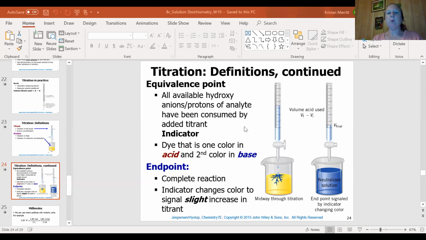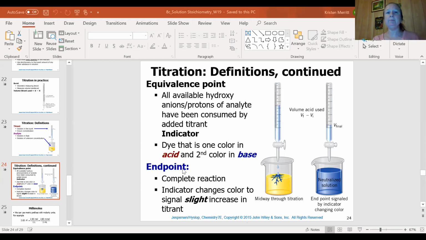So at the equivalence point, your hydroxide and the acid are equally matched. And as soon as you see the color, because you have that tiniest little bit of extra hydroxide, that's your endpoint. That's when you stop. That's when you write down your ending volume. You subtract your ending minus the beginning volume. That volume that you used, you are going to now use with the stoichiometry to calculate your unknown concentration.